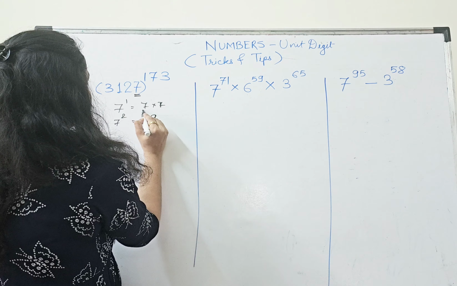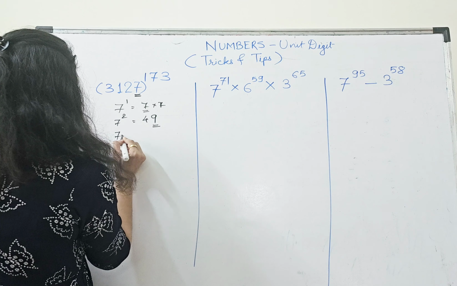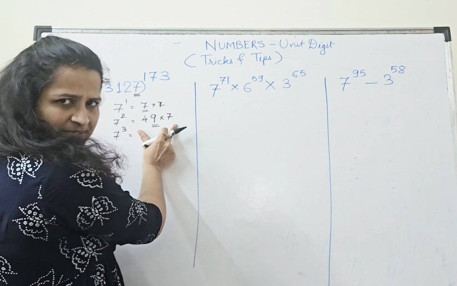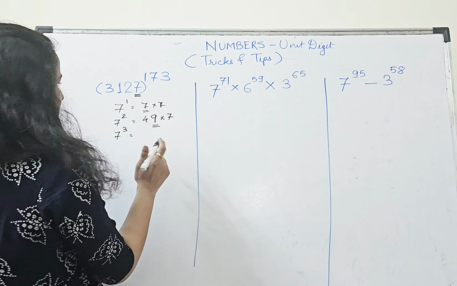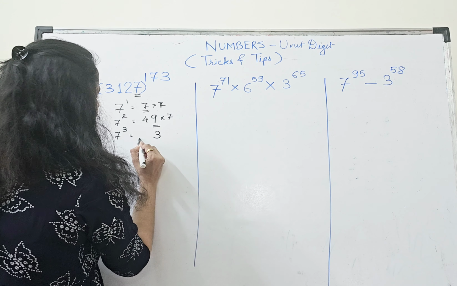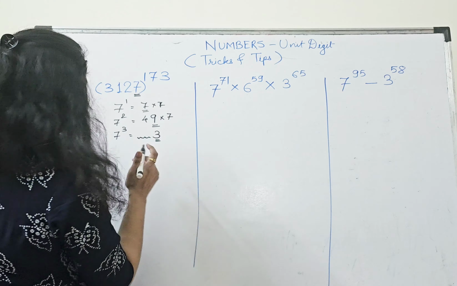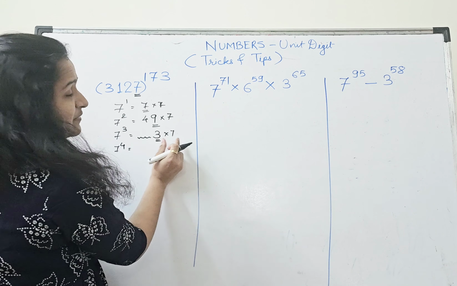See, 7 raised to 1, the unit place is 7. 7 raised to 2, unit place is 9. Now 7 raised to 3, unit place is how much? This into 7, right? Don't do the complete calculation, just this unit place into 7. What's that? 63. You are not bothered about whatever number is there before, just the 3. That is going to be the unit digit. Then 7 raised to 4. This is going to be this complete number into 7.